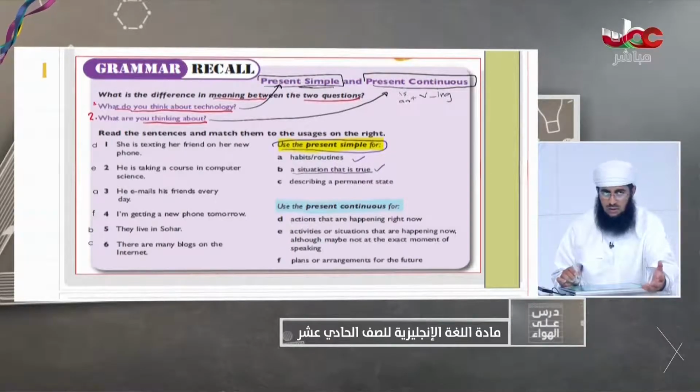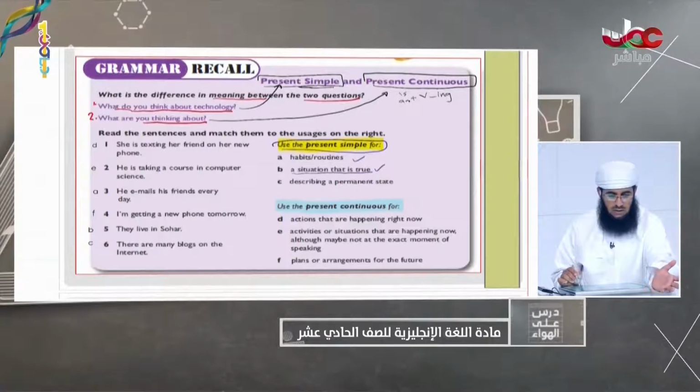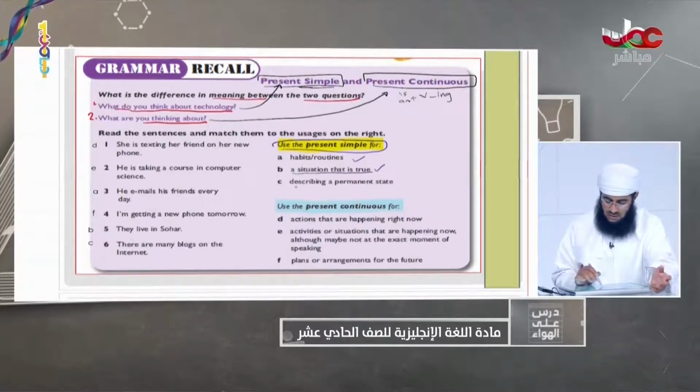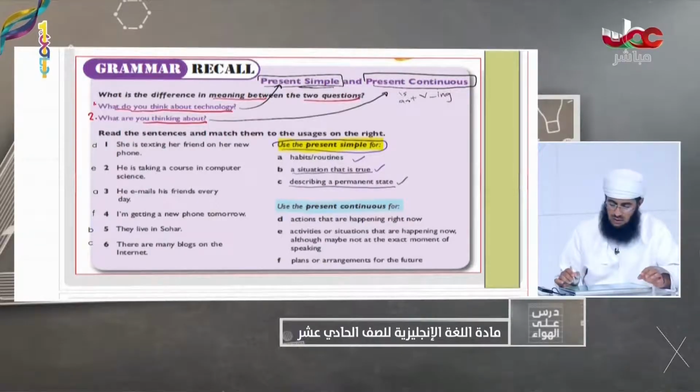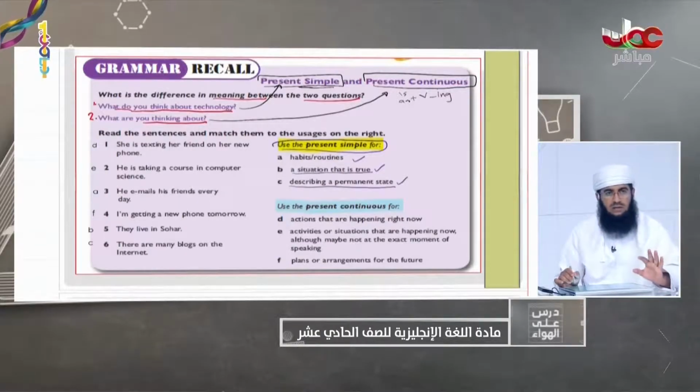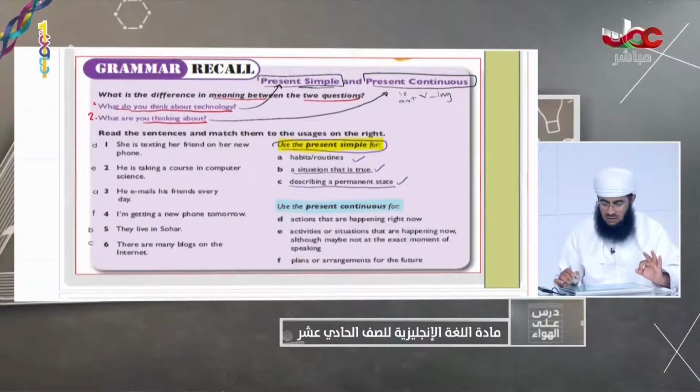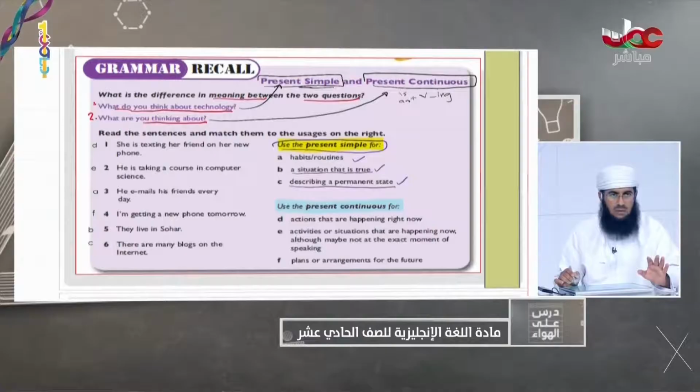Okay, I can't judge. It is really true. For example, the sun rises from the... Okay, so this is a true statement, describing a permanent state. Also it represents the present simple. So if I have these three main meanings, I directly go to the present simple.